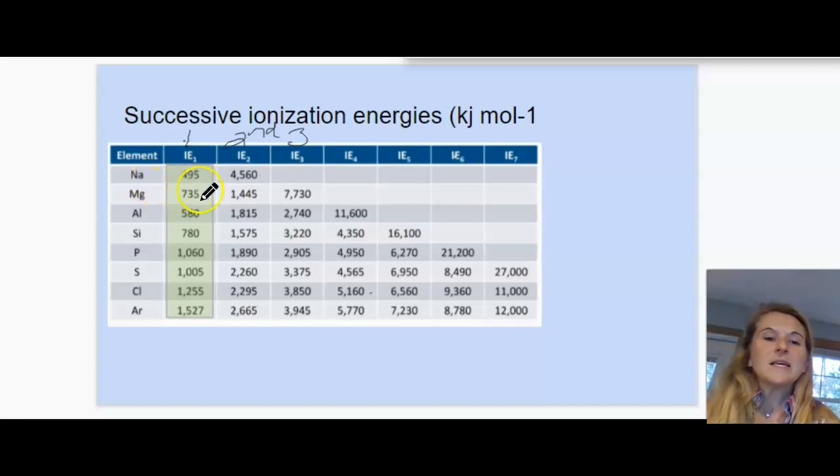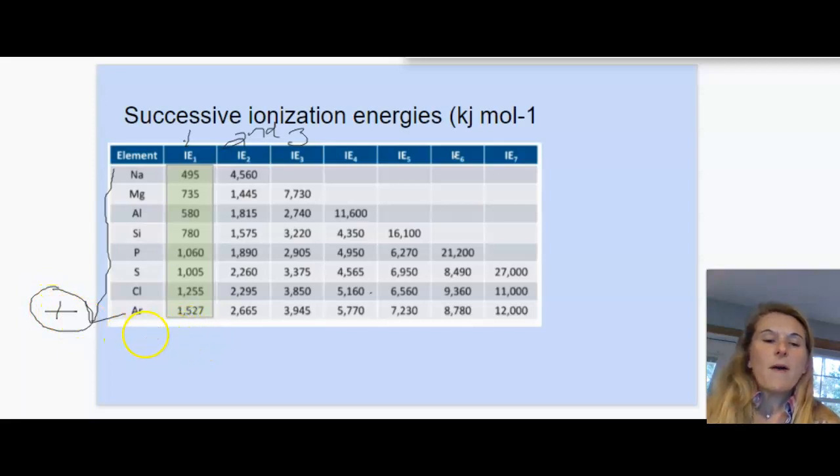Magnesium, we see, is easier to remove the first electron than the second, and then even harder to remove the third. We also see that as we go down our column here, it is harder to remove that first electron because we are adding protons. So we have a greater nuclear charge here. Obviously, the electron charge is not changing, but the nucleus is getting a greater charge.